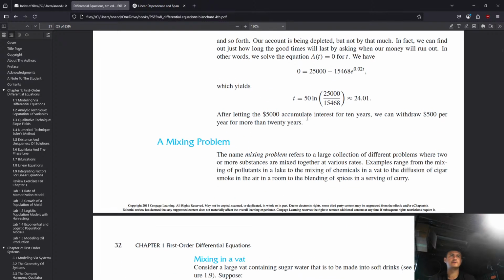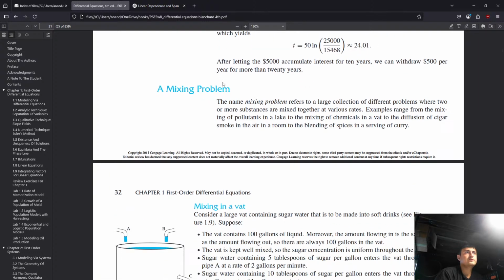I didn't really get that, honestly. Alright, the name mixing problem refers to a large collection of different problems where two or more substances are mixed together at various rates. Alright, mixing problem.